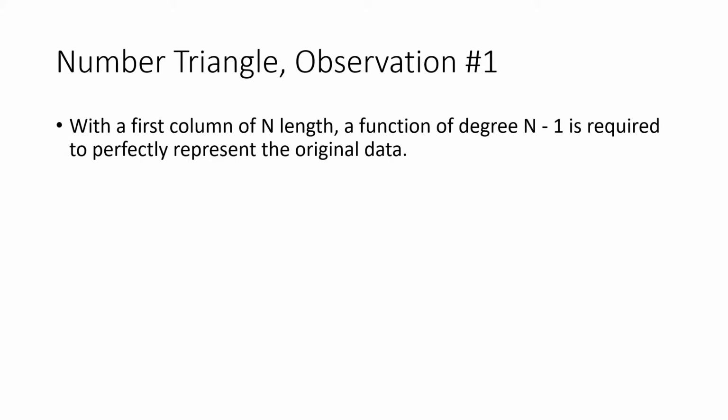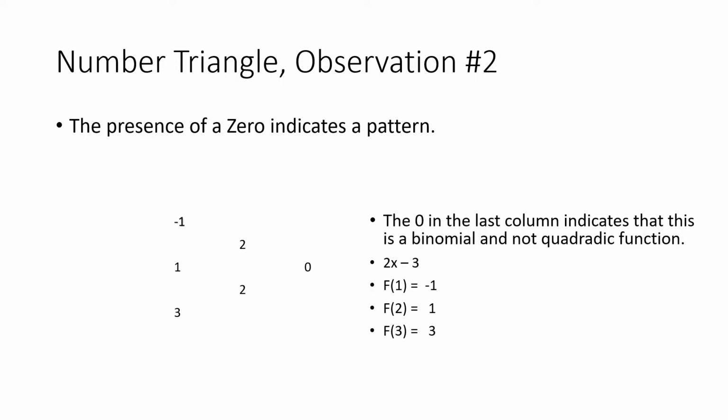Here are some observations about the number triangle. With a column of n length, a function of degree n-1 is required to perfectly represent the original data. Observation 2. The presence of a 0 indicates a pattern. The 0 in the last column here indicates that this is a binomial and not a quadratic function.